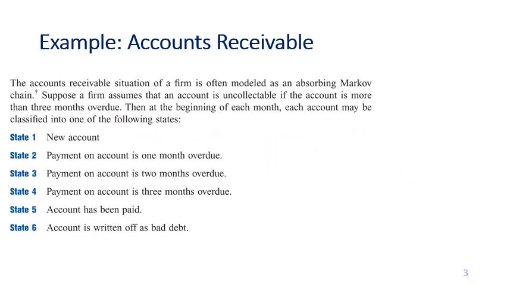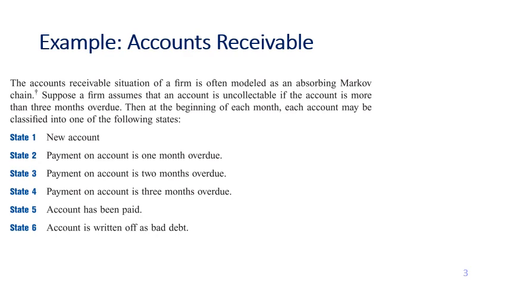So let's take a look at an example in which the accounts receivable situation is modeled as an absorbing Markov chain. Accounts receivable means that, for example, you are selling something to somebody at this moment, and that person says he or she will pay you later. So you record that money as something you will receive in the future, because the person is not paying you immediately. That money is said to be your accounts receivable. You expect to receive that money in the future.